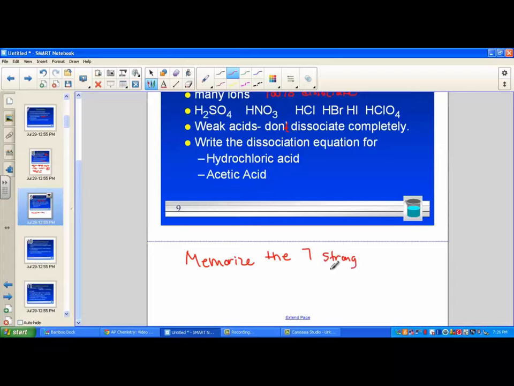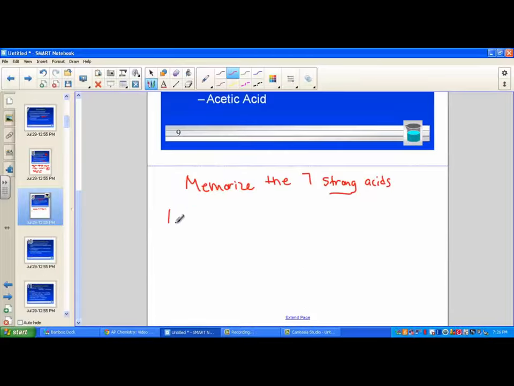Memorize the 7 strong electrolytic acids, and here they are. I'll write their formulas. You write them along with their names. The binary acid hydrochloric is strong. Hydrochloric acid. It will 100% dissociate when placed into water.